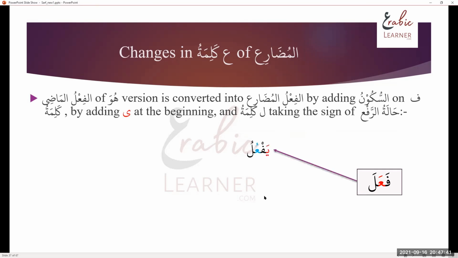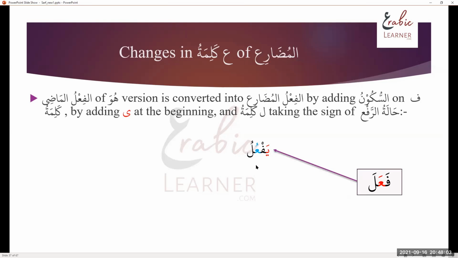So what will I get? I will get Yaf'ulu. Now, brothers and sisters, I'm converting the Huwa version of Maadhi to the Huwa version of Mudaare.